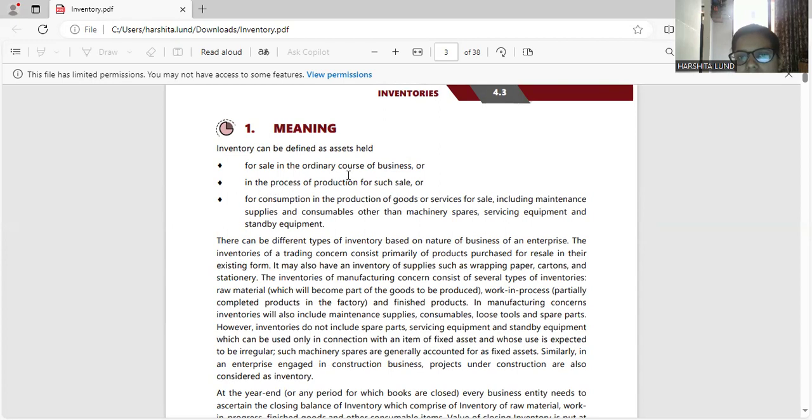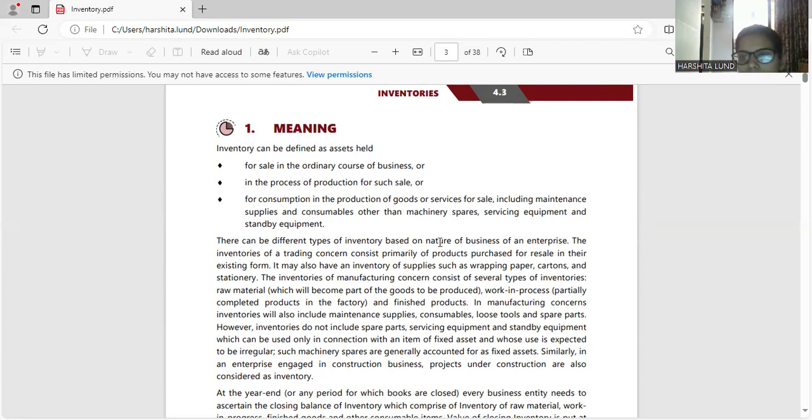Similarly, what is inventory held for the ordinary course of business? For example, plant and machinery cannot be considered inventory. In the process of production, it will be considered as WIP. For consumption, it means raw material. Maintenance supplies we already saw.